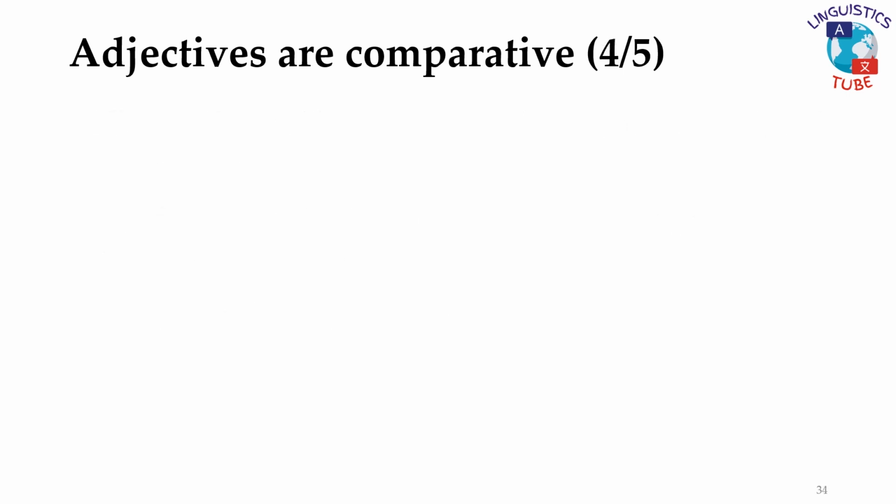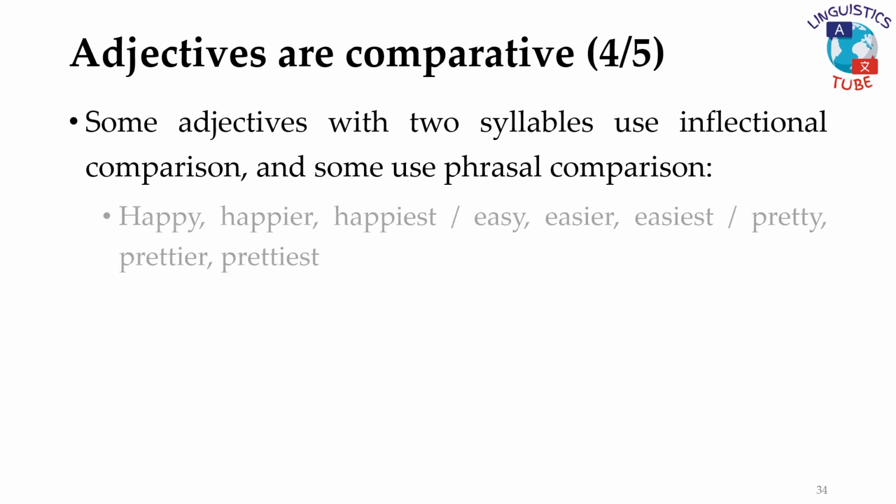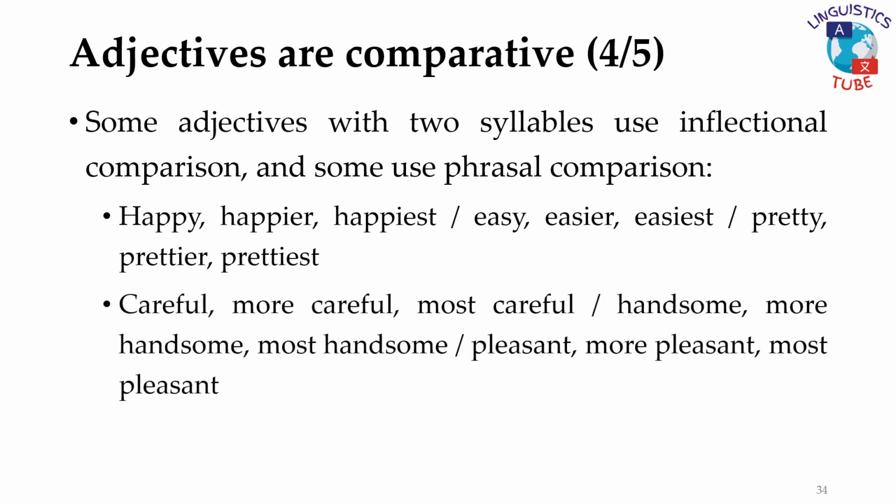In fact, these words are flexible. Some adjectives with 2 syllables use inflectional comparison, and some use phrasal comparison. For example, we say happy, happier, happiest, easy, easier, easiest, pretty, prettier, prettiest, and we say careful, more careful, most careful, handsome, more handsome, most handsome, pleasant, more pleasant, most pleasant. As you can see from these examples, adjectives ending in y use inflectional comparison, and all the others use phrasal comparison.